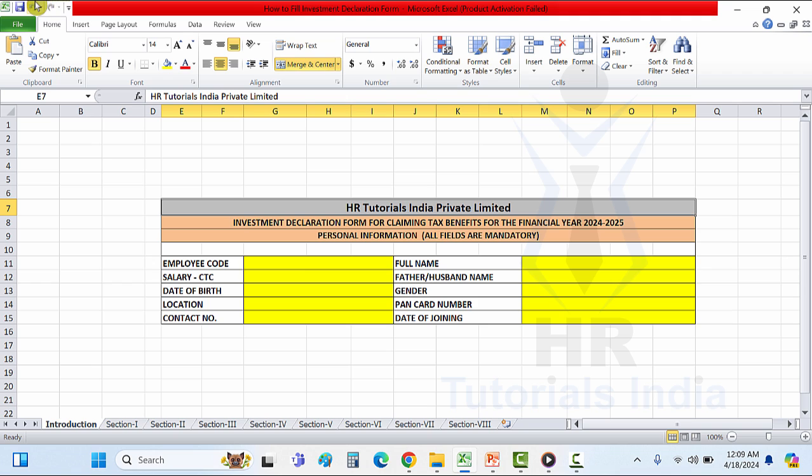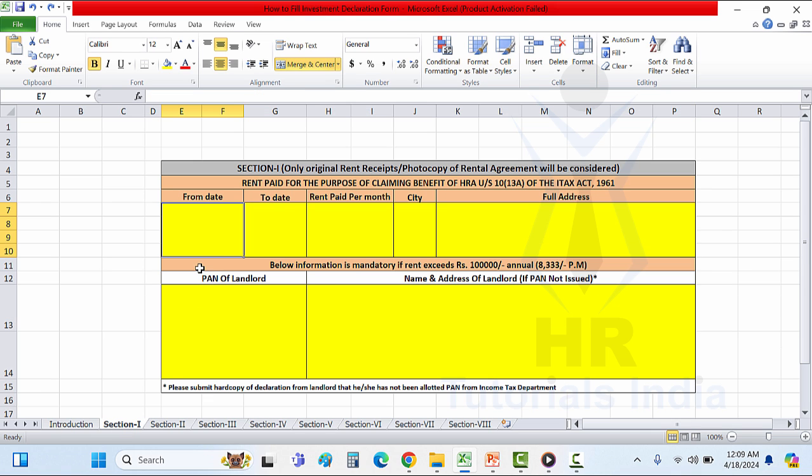Now let's fill the introduction sheet. Employee code, then full name of the employee, then the CTC of the employee. Here I have taken 12 lakhs per annum. Husband's name or father's name, date of birth of the employee, gender of the employee, location, PAN number of the employee, contact number of the employee, then finally the joining date of the employee with the company. So we have filled the minimum introduction information which is required for filling of the investment declaration form for the employee. Now let's move on to Section 1.